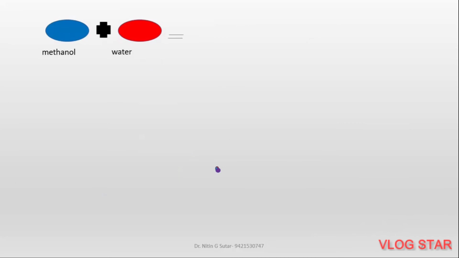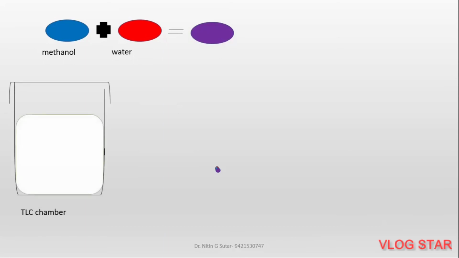Okay. When both are mixed, the violet color is obtained. So we have to take this chamber and take this mobile phase, that is methanol and water at a particular concentration. We run this TLC plate in this. We have to apply a spot of the violet color on this particular TLC plate before we run it. Initially, by utilizing a capillary, we apply a spot, and then we dry this slide, and then we run it in a TLC chamber.